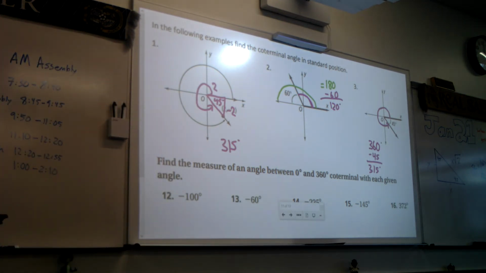All right. So you're going to have like 3 questions like that on your homework. Can you do that on your own? Yes. Okay, are they all 315? No, they are not.